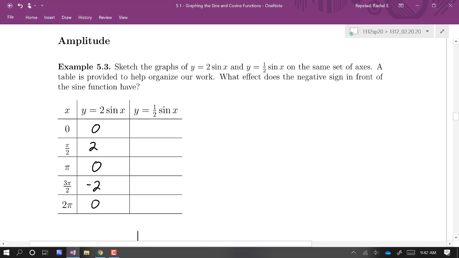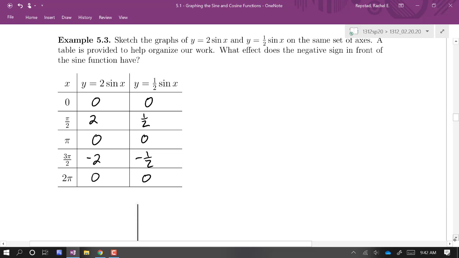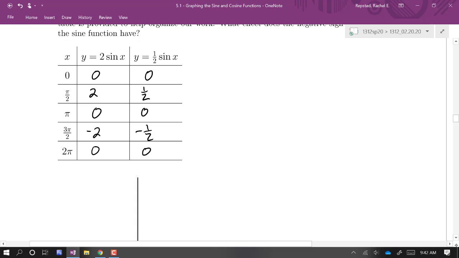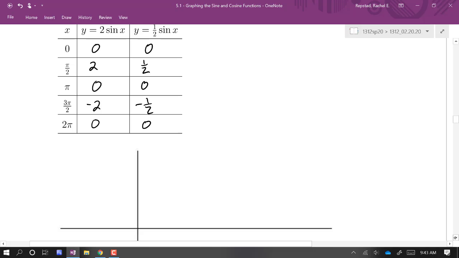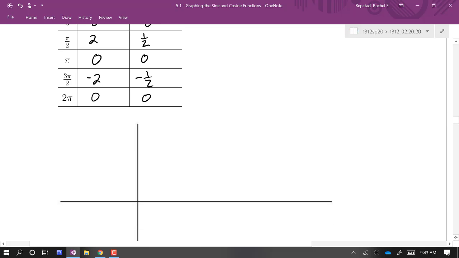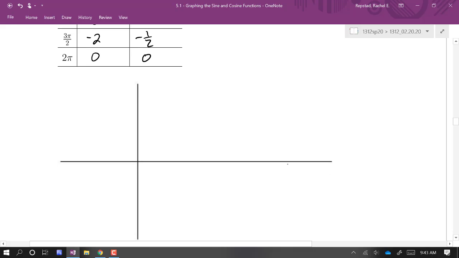If I were to do the same thing for 1/2 sine x, I'm just going to take the values of sine x at these values and cut them in half. The same values for sine x, not 2 sine x. So cutting those in half would give us 1/2, 0, negative 1/2, 0. Still just graphing one period, so I'm going to mark out the 2 pi and then cut it into quarters.